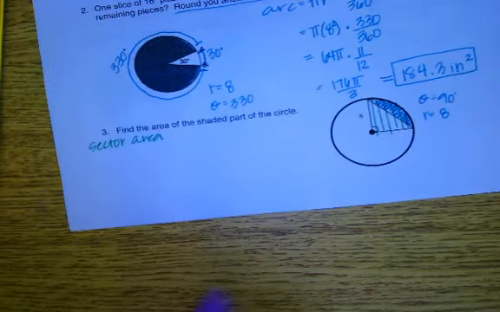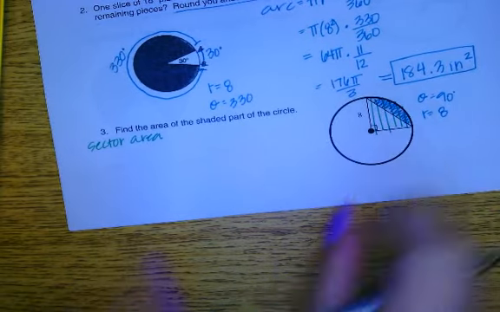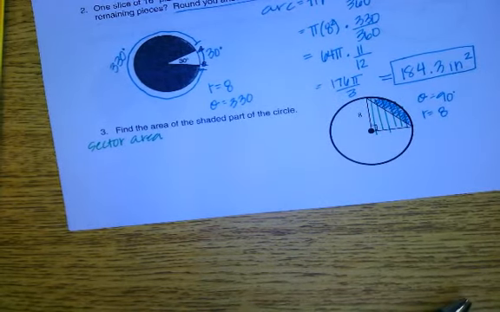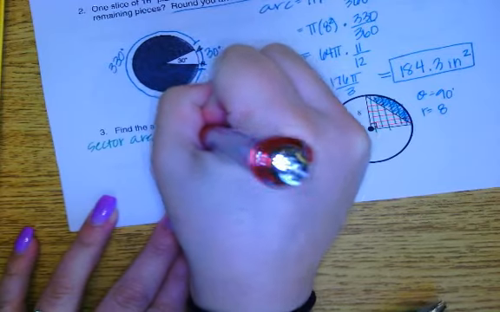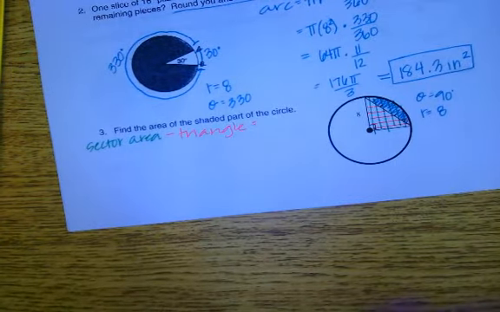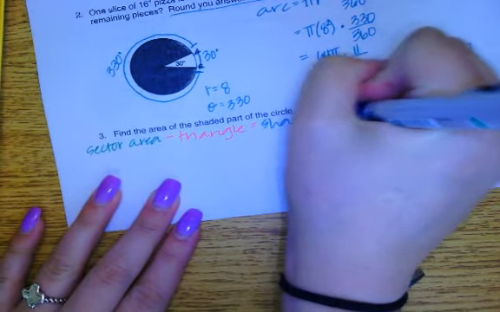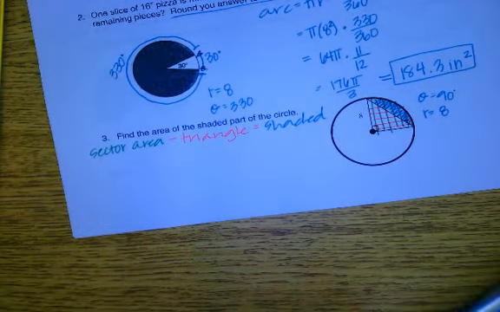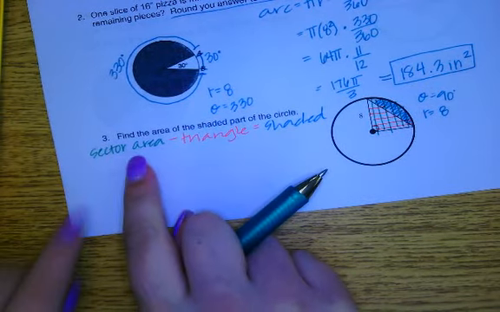Once I have my sector area, how am I going to get just the shaded part? You're going to have to subtract the triangle. So we're subtracting the red guy. Subtract your triangle. And that's going to equal the shaded part. Okay, so let's start one thing at a time. Sector area. How am I going to figure out the whole part? What's my formula?